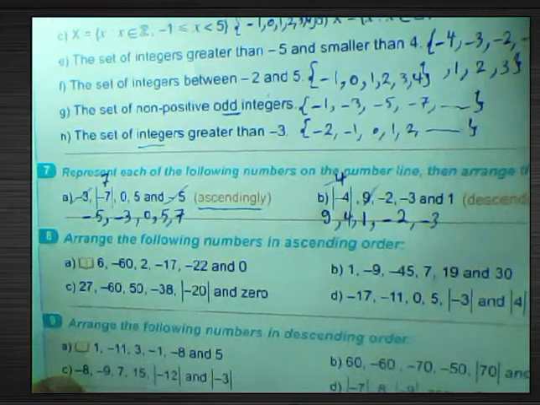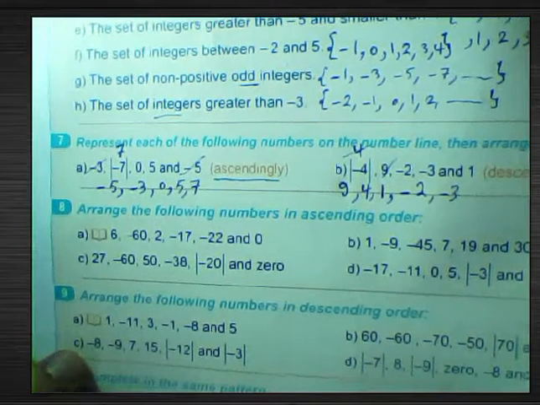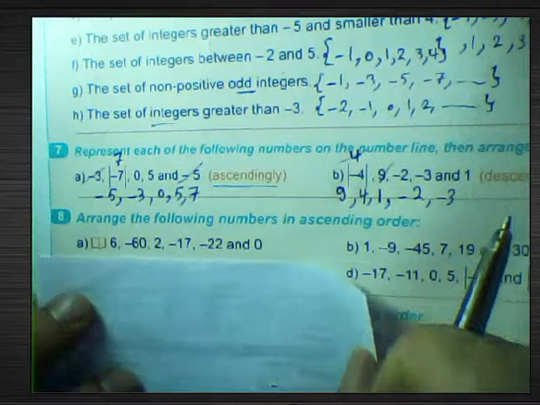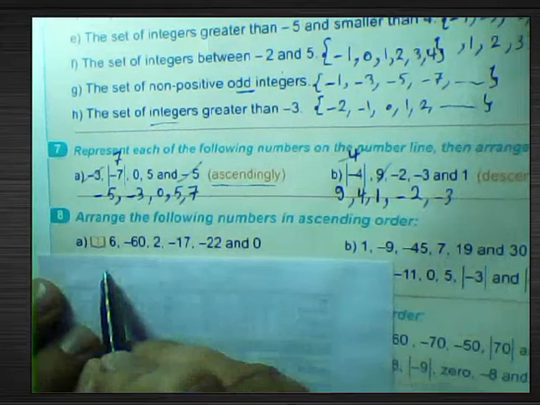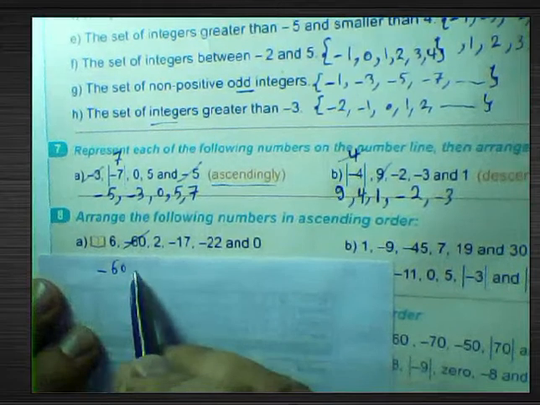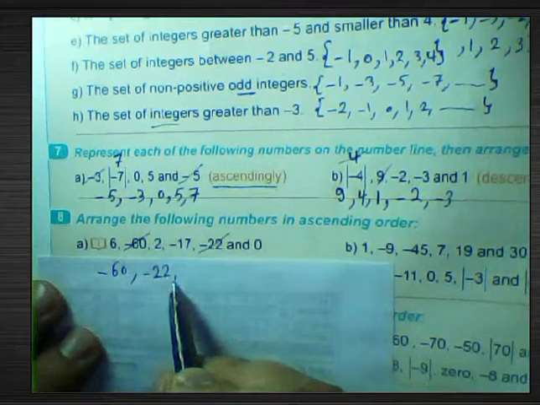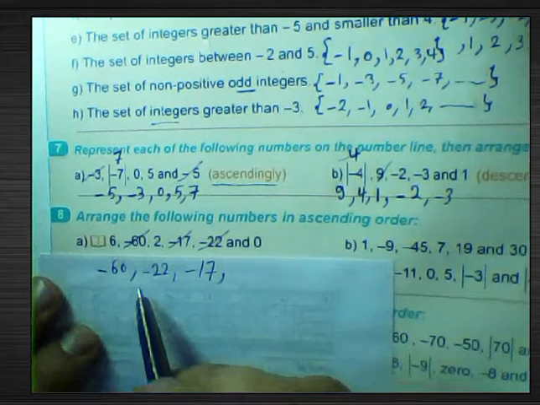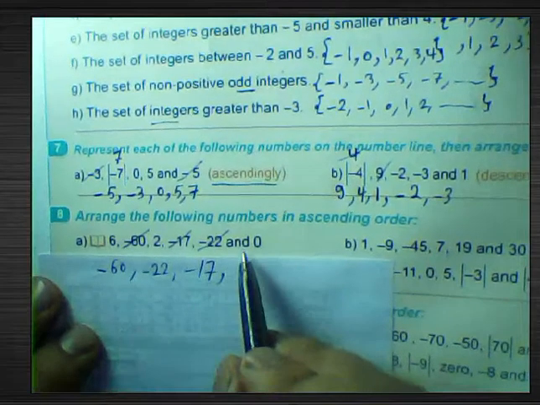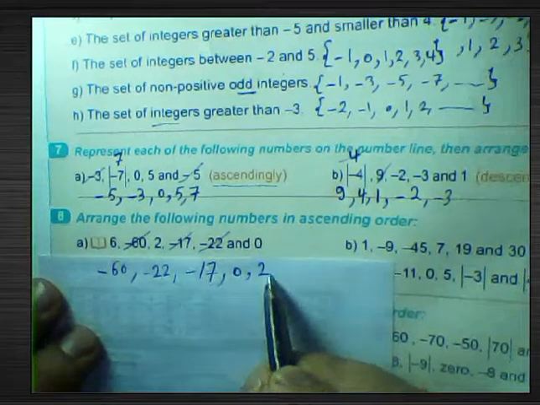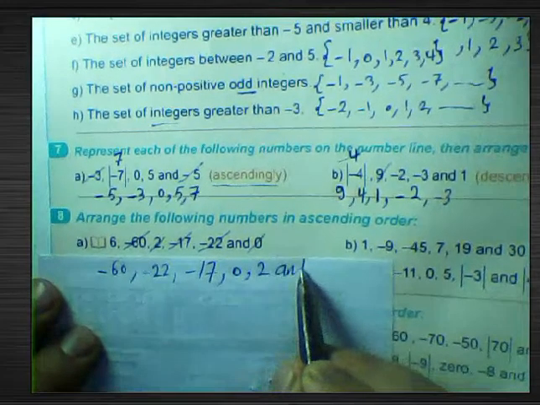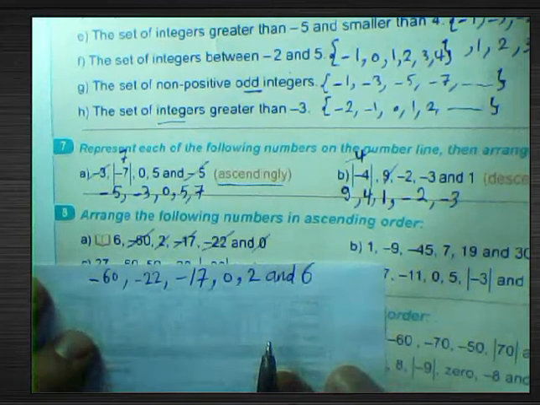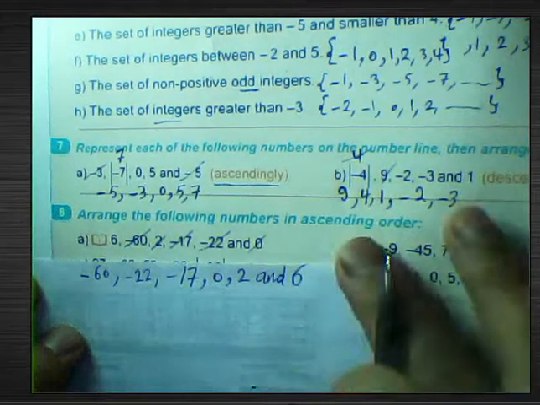Question 8. Arrange the following numbers in ascending order. Ascending, from smallest to greatest. We can write -60, -22, -17, and 0, 2, and 6. It's okay. You want to find the order ascending from smallest to greatest.